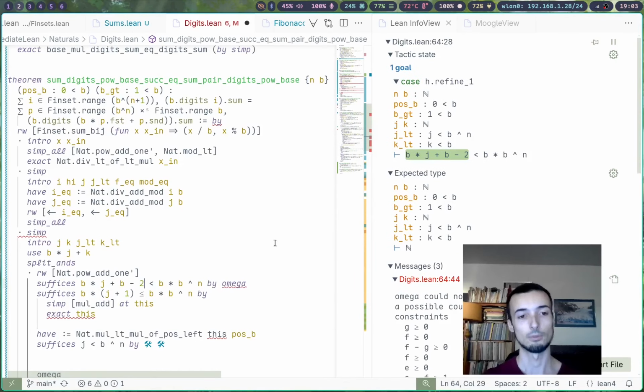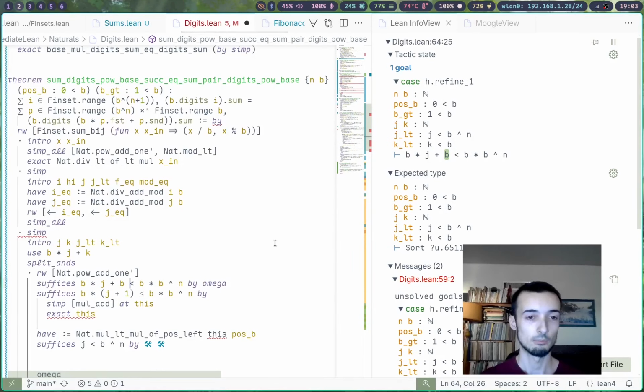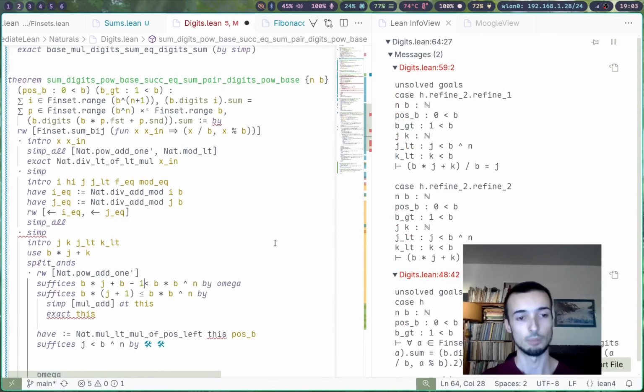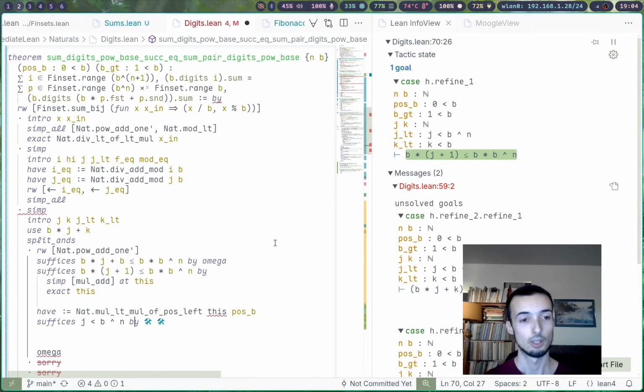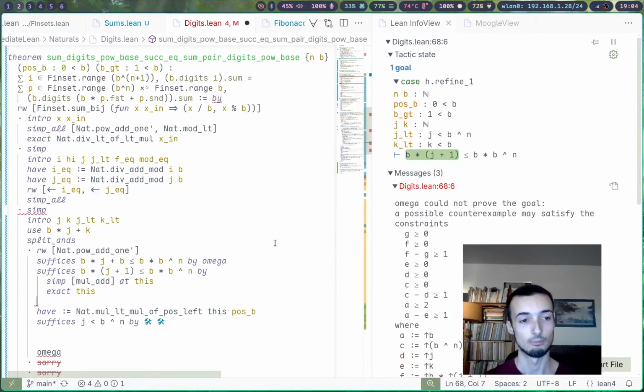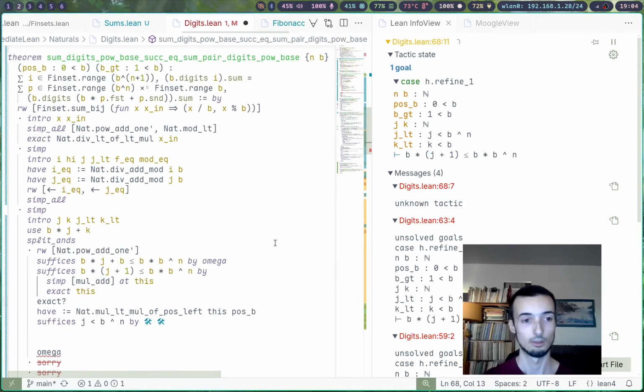So b minus 1 works, as does b, but b minus 2, for example, doesn't. And of course, the smaller the left side is, the better for us because it's easier to prove. The larger it is, the harder it is. But a less than or equals is better here because then everything factors, right? If we had a minus 1, that would be tricky to use. We want to keep everything divisible by b. And that way we can say we have j less than b by exact, I think.